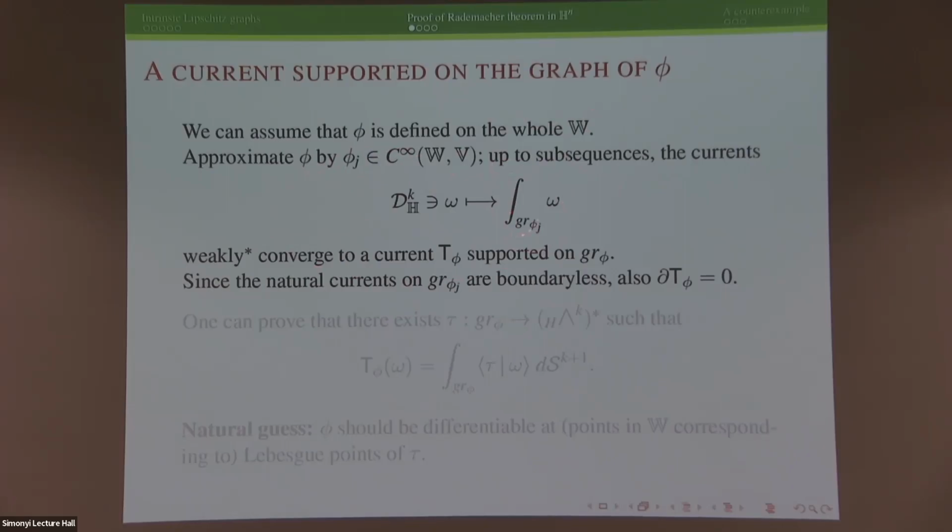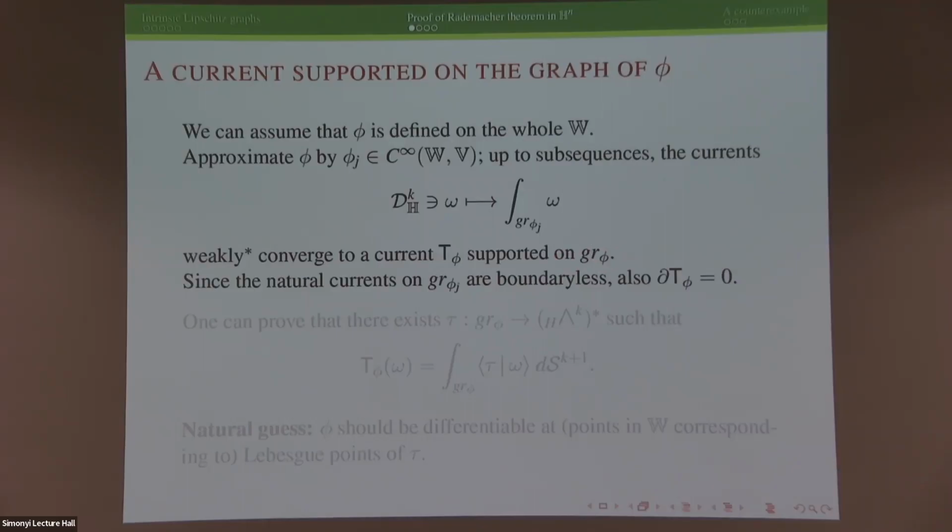the associated currents, those that to every k-form associate the integral on the graph of phi_j. Remember, these objects now are smooth submanifolds, so this is perfectly well defined. Now, what happens is that these currents converge weak-star to some current, which I call T_phi, and which is supported on the graph of phi. That's super easy. So what's written here is that there is some current T_phi, which is supported on the graph of phi.